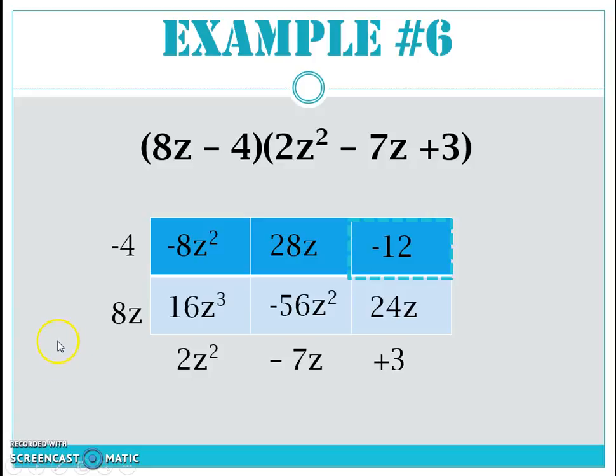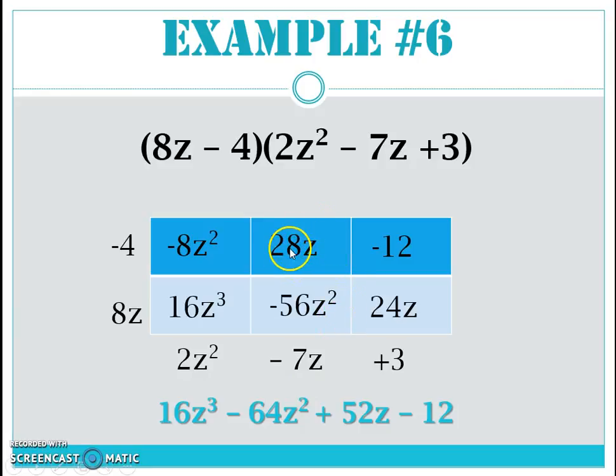Again, we need to combine our like terms to complete this. So there are no more z cubes, so we just drop the 16z cubed. And then we combine our z's squared, so negative 8z squared and negative 56z squared is negative 64z squared. We combine our z's, so 28z and 24z make 52z. And then the negative 12 has no other like term, so we just drop it.